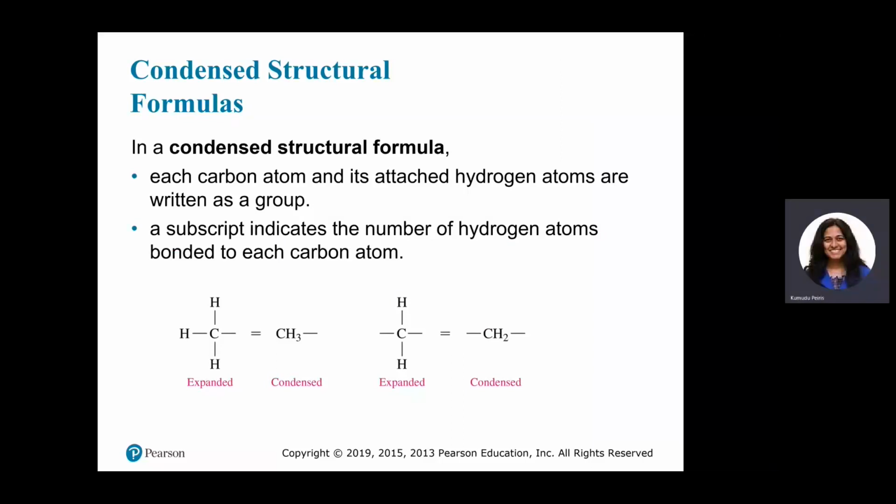Again, if we write the condensed structural formulas, this is the expanded one. Carbon is drawn, bonds are drawn, and the ends are connected to hydrogens, and this is the condensed unit. If something is drawn like this, we can condense it to a CH2 group like this. You need to draw these two bonds like that.